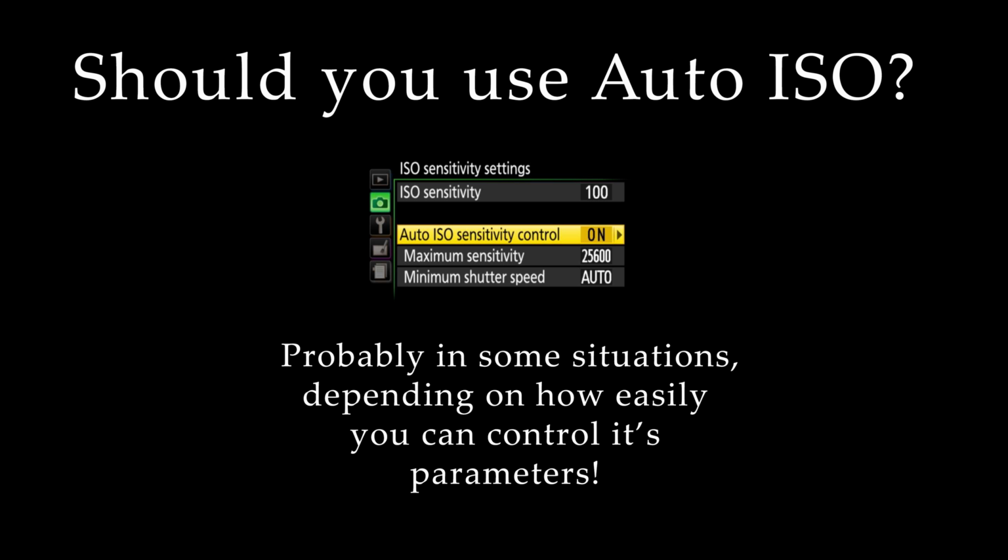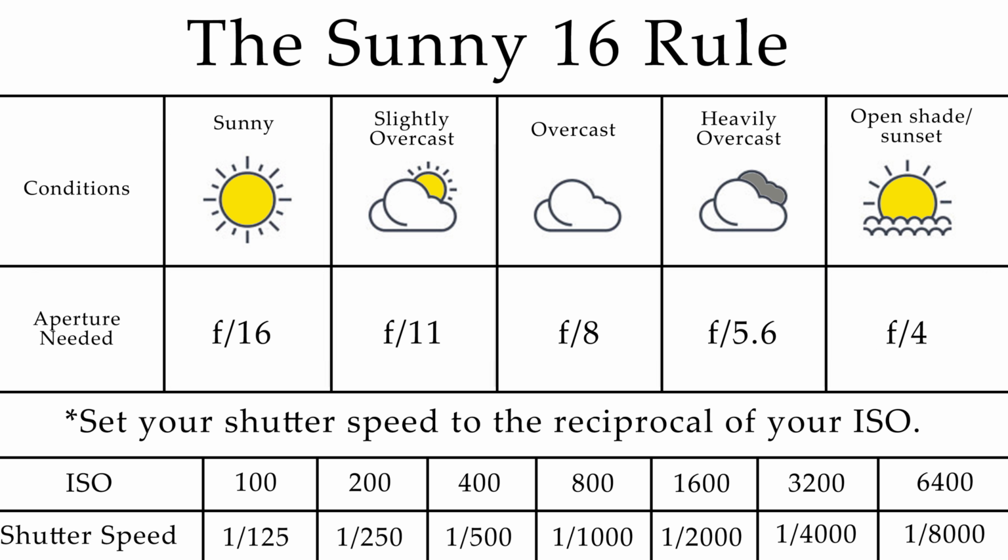Oftentimes there is an auto ISO function that can be used in any of the modes we talked about here, but it's important to set it up beforehand and know what it's going to do to your images. So now that we have covered all three settings, we need to learn how to use them in the field.